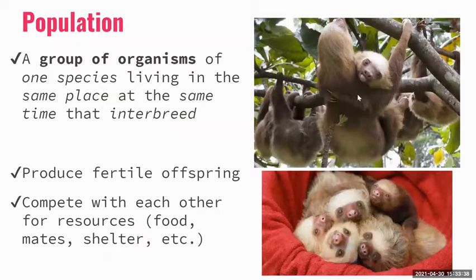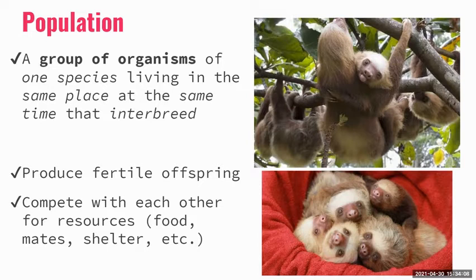When we move up from that, we have population. A population is a group of organisms of just one specific species that live in the same place at the same time that can interbreed. So those are a lot of parts. But essentially, if we're looking at the sloth example from the previous slide, a population would just be more than one sloth that live in the same place at the same time, like the pictures.